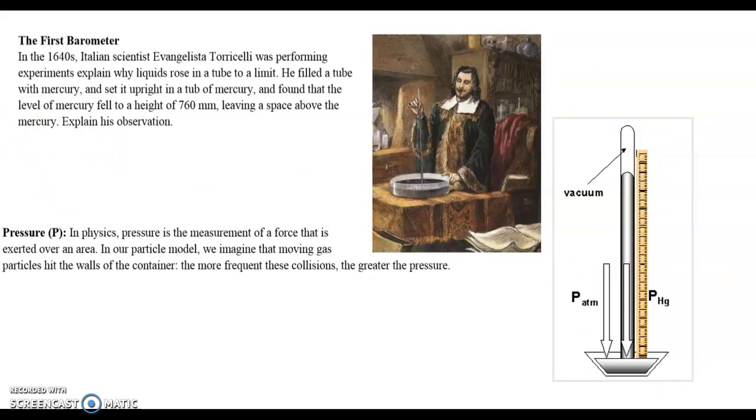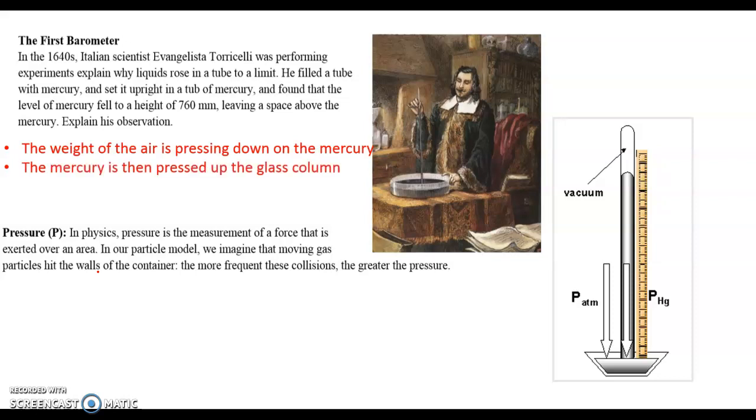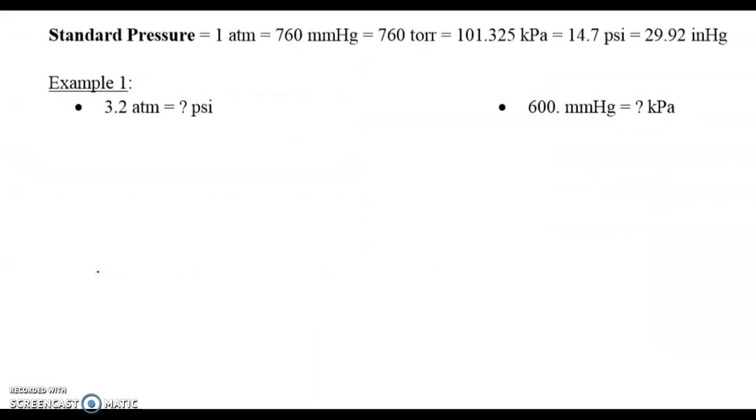Okay, so I got rid of my markers there. So the weight of the air, summarizing what I just tried to say, is pressing down on the mercury, of course. So then the mercury had to go up the column, and the greater the pressure, the farther the mercury rises. So just capturing it there, if you want some bullet points to write down.